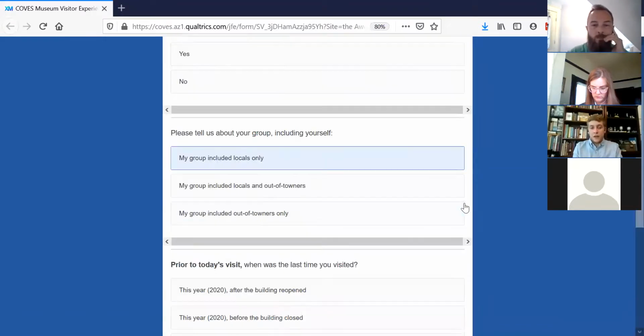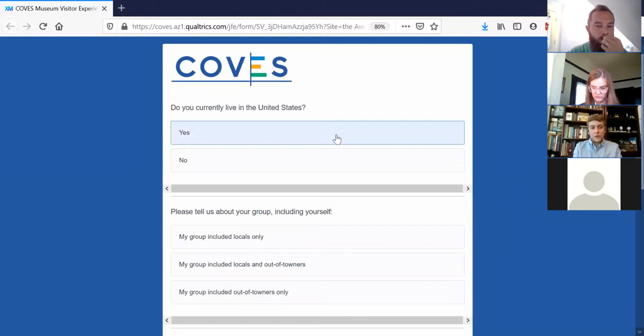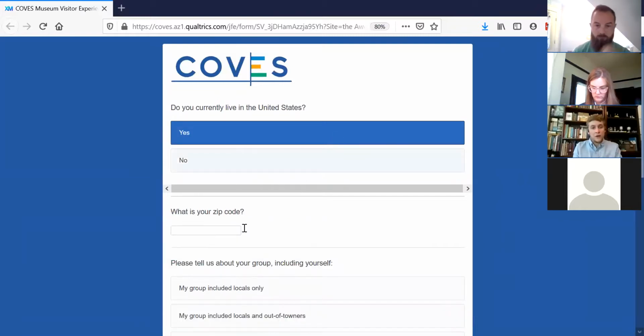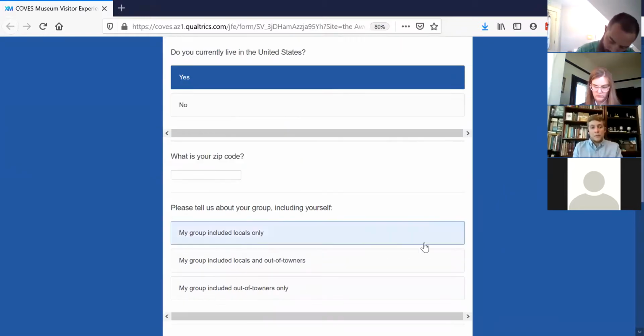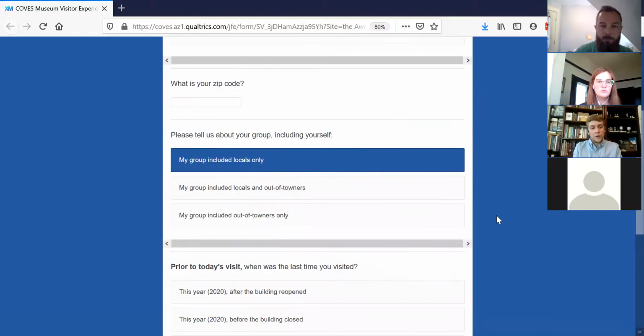And so then a few here, these two are the same. Do you currently live in the United States? If so, what's your zip code? My group included locals only. These are the same as before.